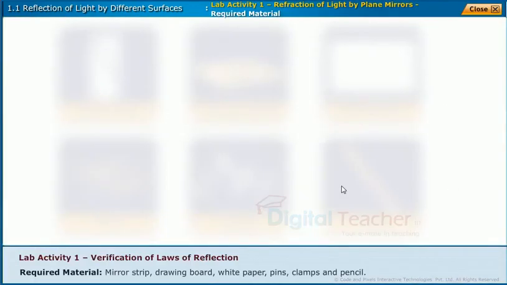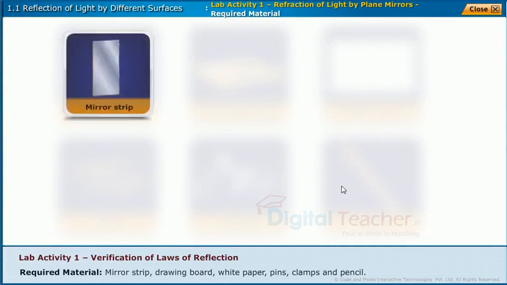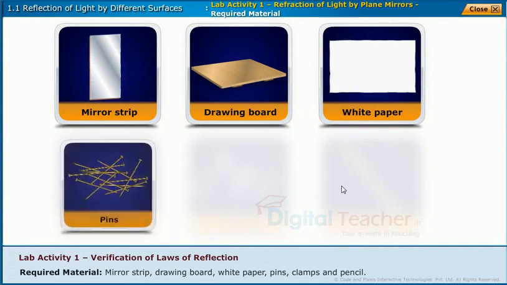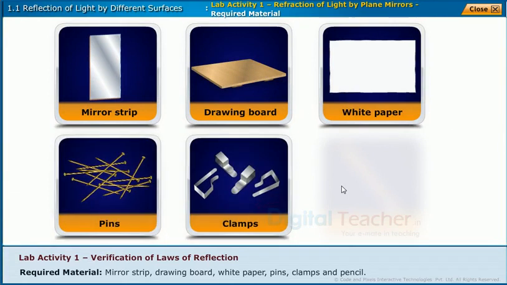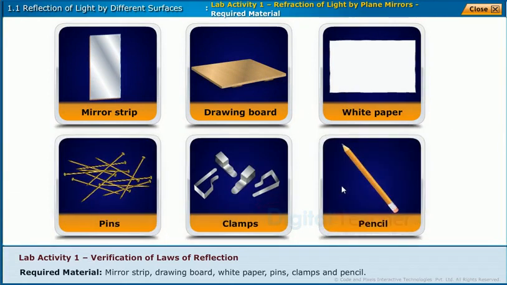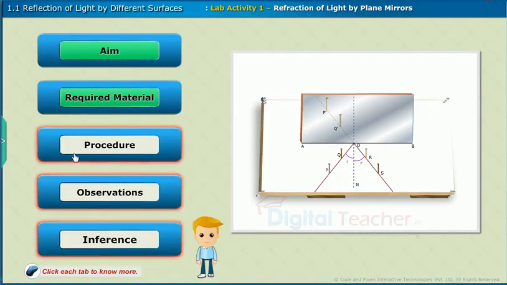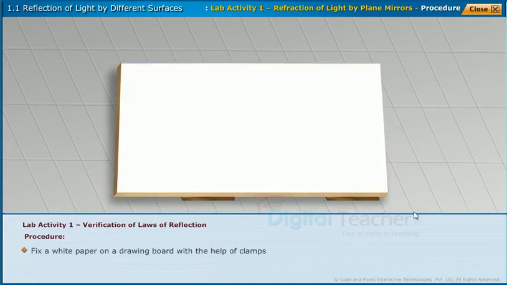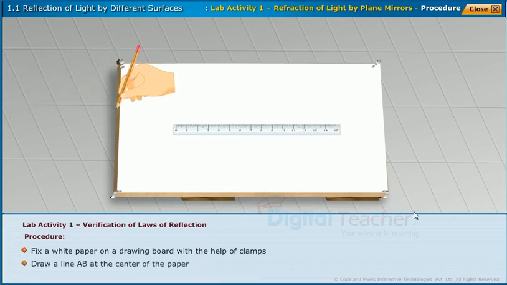The required materials of this activity are mirror strip, drawing board, white paper, pins, clamps, and pencil. The procedure involves the following steps. Fix a white paper on a drawing board with the help of clamps. Draw a line AB at the center of the paper.